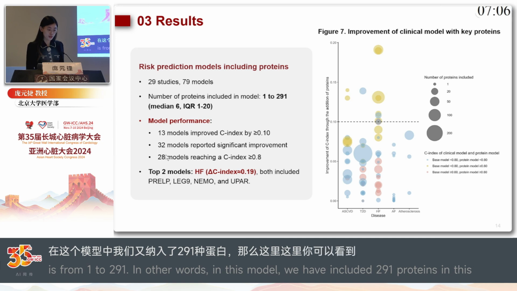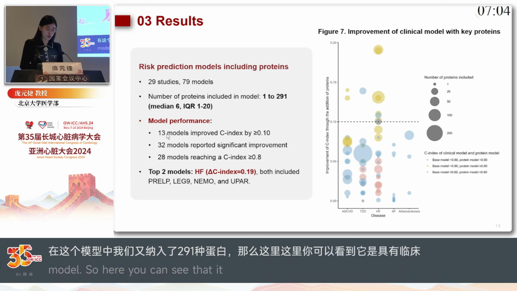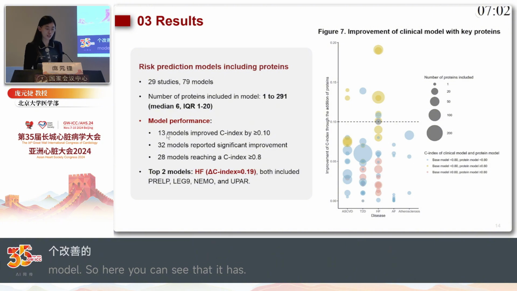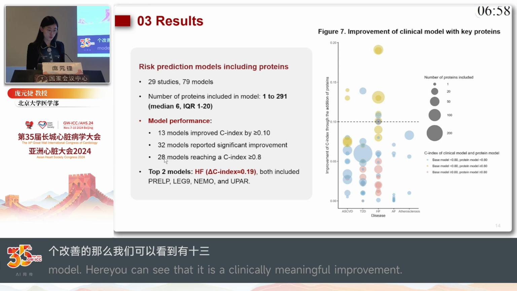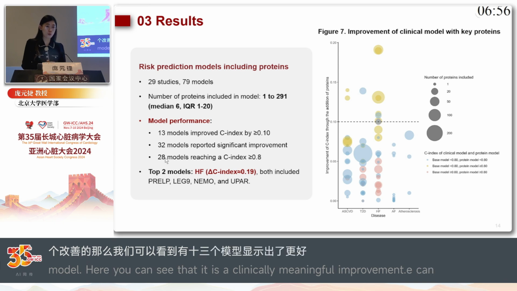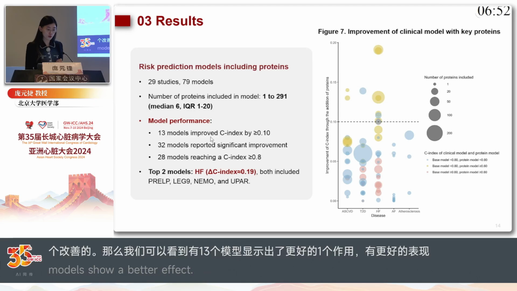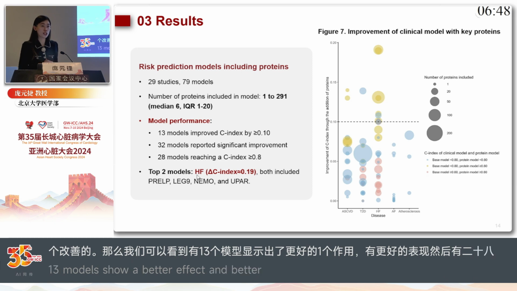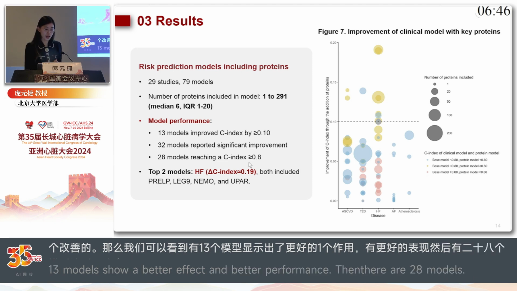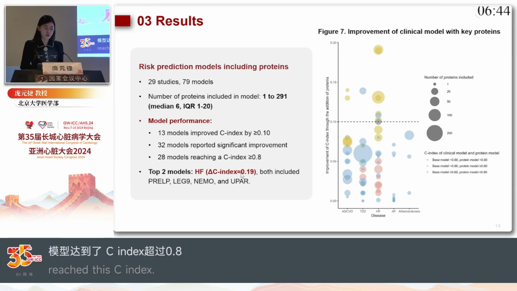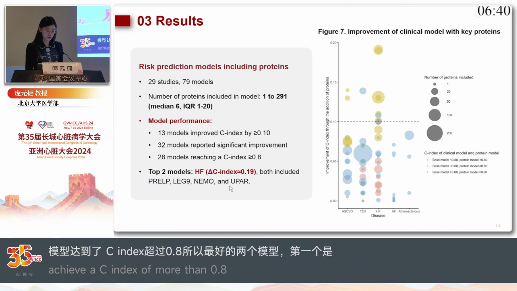And also, 32 models showed a significant improvement over traditional model. And 28 models reached a C-index of 0.8 or greater. Also, we found 2 models, both for heart failure. The delta C-index over traditional model could reach as high as 0.19, and the 2 models both included 4 proteins listed here.